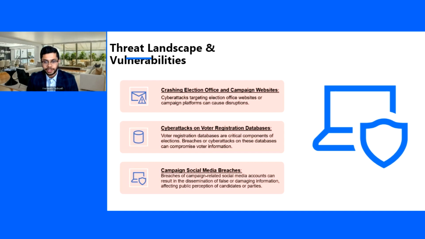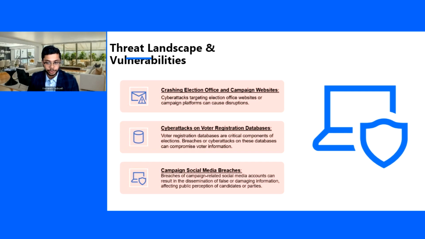Crashing election office and campaign websites has been one of the most significant vulnerabilities, and it lies around the whole realm of cybersecurity, because targeting election office websites or even campaign platforms can disrupt operations and render information inaccessible or even altered. Distributed denial of service attacks, DDoS attacks, for example, overload servers, making websites unreachable for actual legitimate users. So this not only hampers communication and voter information access, but also impacts public perception of the electoral process.